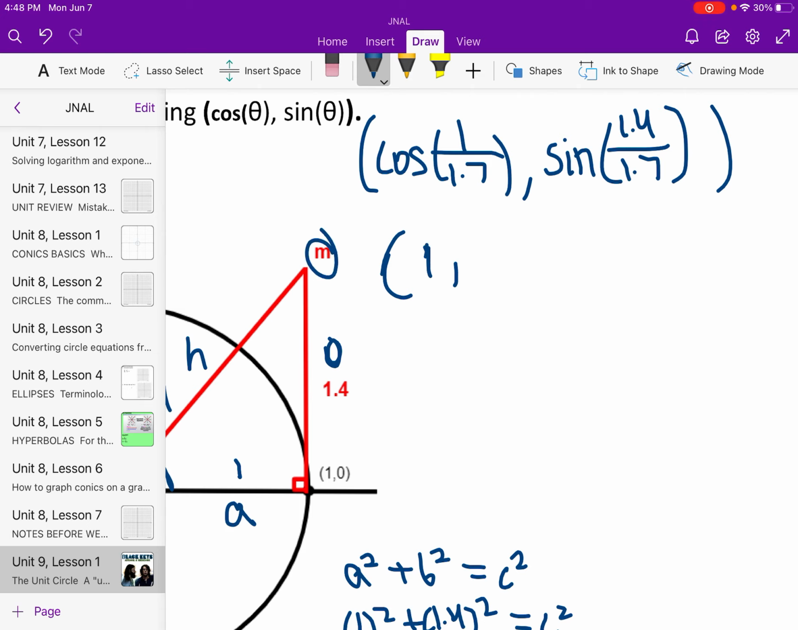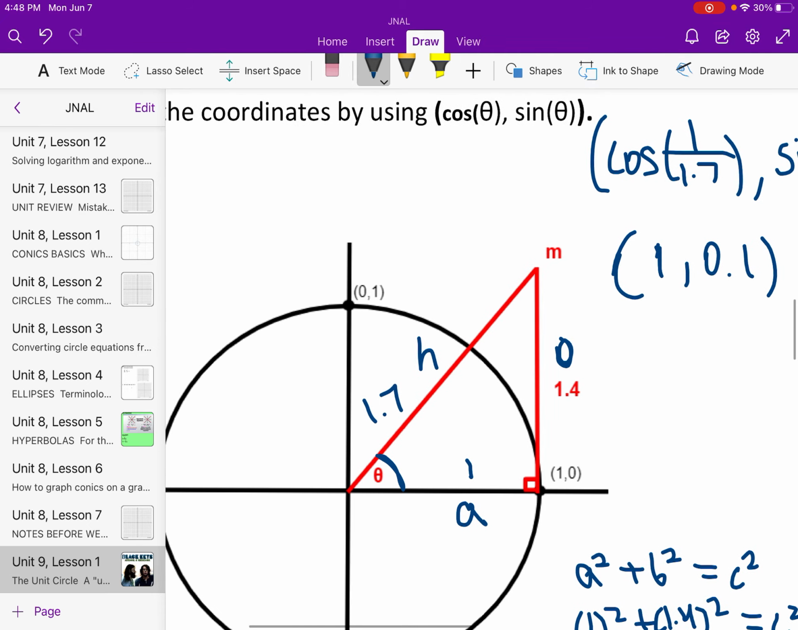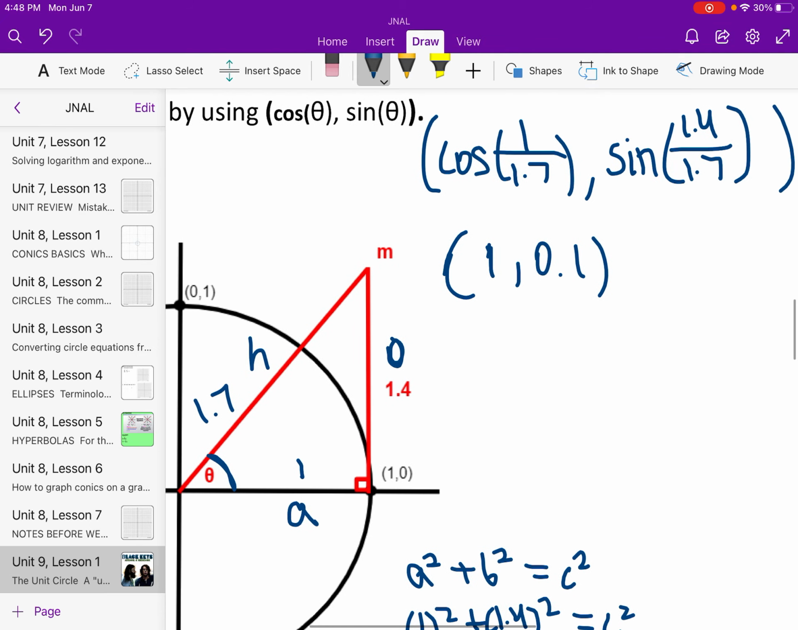Well, that makes sense, because that actually looks like it's directly above. The answer I got was 0.9999, and that makes sense, because it looks like it's right above it. Sine of 1.4 divided by 1.7 is approximately 0.1. Okay. Well, yeah. Wait. That can't be correct. Yeah, we must have done something wrong.